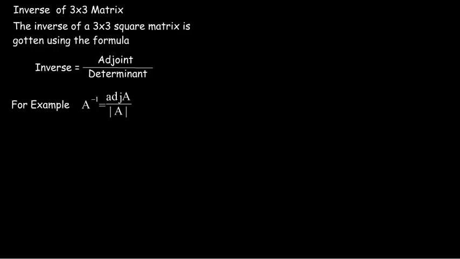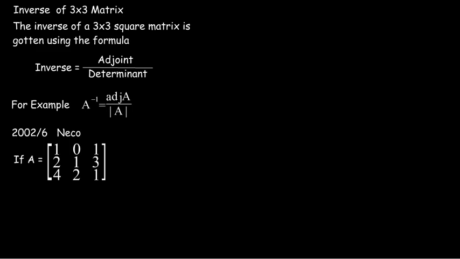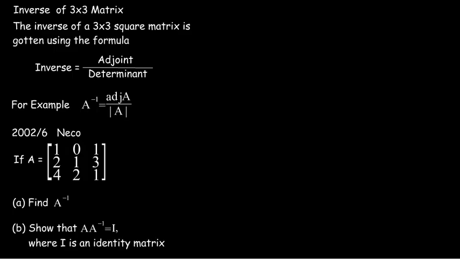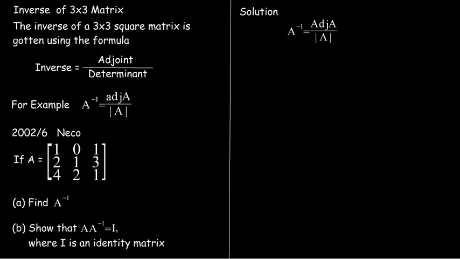Now we have our very first question from NECO 2002. It states that if A is equal to the matrix 1 0 1, 2 1 3, 4 2 1, (a) find A inverse, and (b) show that A times A inverse will be equal to I, where I is an identity matrix. Now for our solution, we know that A inverse is equal to the adjoint of A divided by the determinant of A.